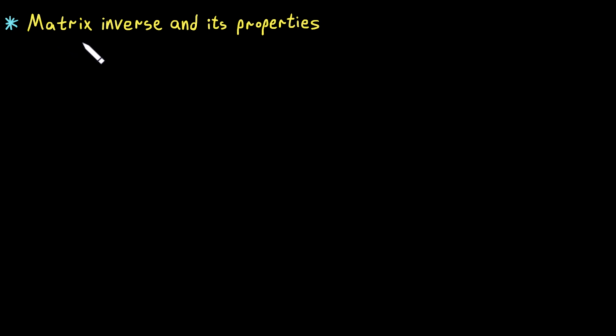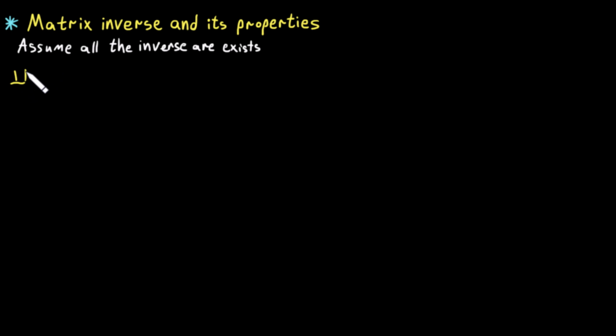In this video, we'll do matrix inverse and its properties. First, we assume all the inverses exist. So I mean, if I put A or B or C matrices, they have to have an inverse.